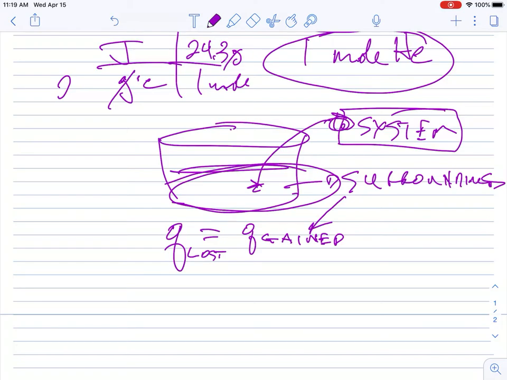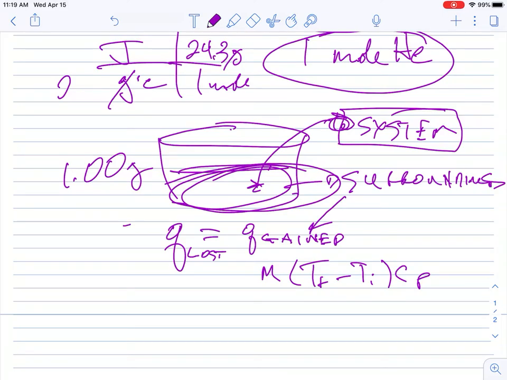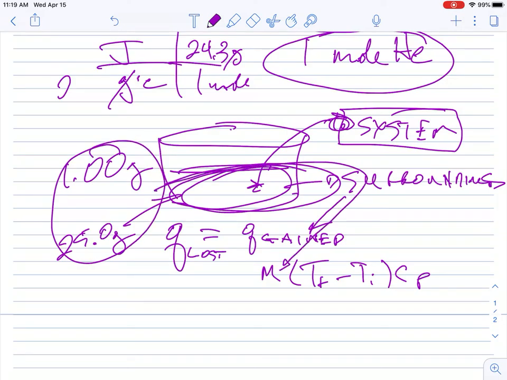So the calculation for the surroundings is going to be the mass times temperature final minus temperature initial times the specific heat. So let's talk about the mass part of this. If you're dissolving a salt, and this is going to be in a couple of problems on the assignment, let's say that you dissolve 1 gram of salt into 25 grams of water. So the mass that you're going to use is the total mass, because that salt is going to be dissolved in the water.